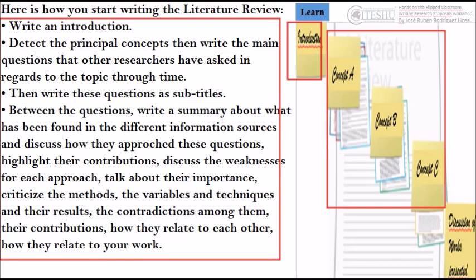Between the questions, write a summary about what has been found in the different information sources and discuss how they approached these questions. Highlight their contributions, discuss the weaknesses for each approach, talk about their importance, criticize the methods, the variables and techniques and their results, the contradictions among them, their contributions, how they relate to each other, how they relate to your work.